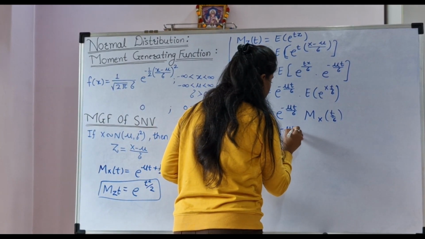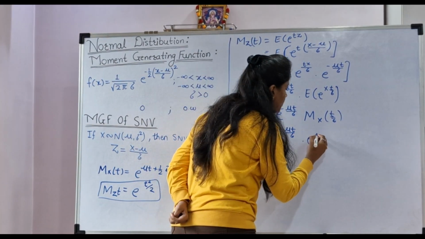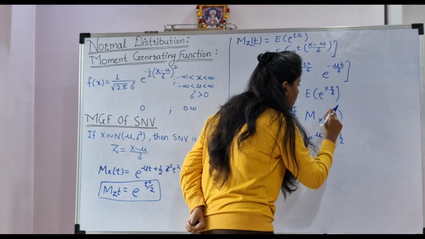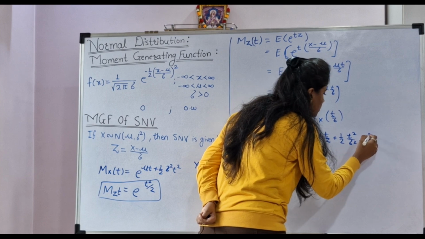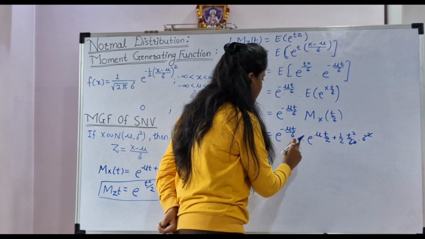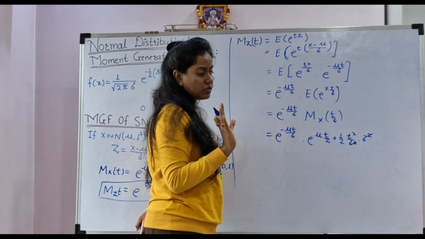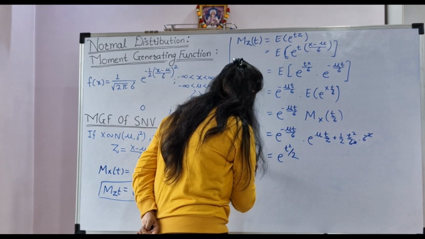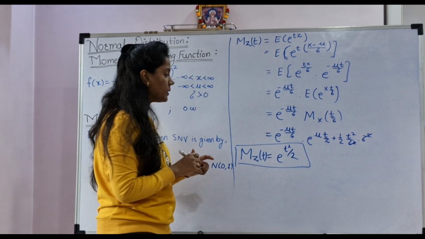E to the power minus mu t by sigma into e to the power mu t, where instead of t we have t by sigma, plus half t square, where t square means t square by sigma square, into sigma square. This sigma square will get cancelled. So what we will get? E to the power minus mu t into e to the power plus mu t will also get cancelled. So the only term we have is e to the power t square by 2, and this is our M_Z(t), meaning the moment generating function of a standard normal variate.